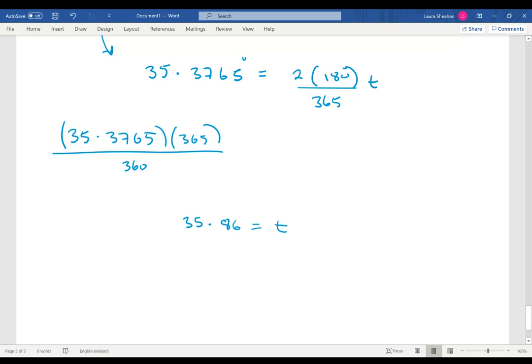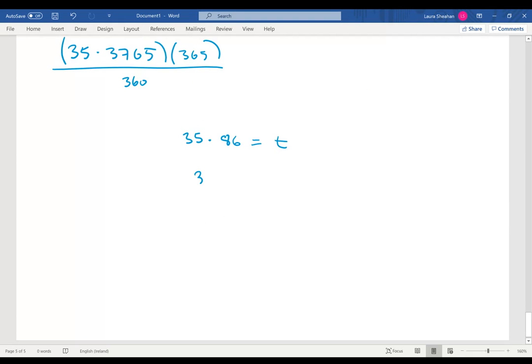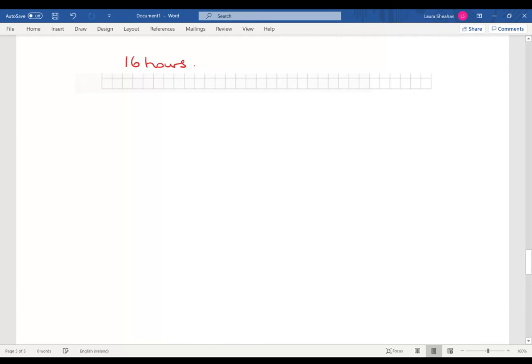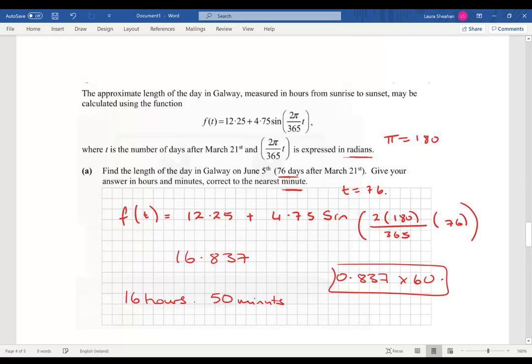Okay, so I can round. I just wanted to check, was I allowed to round this? I am allowed to round this up. So to the nearest day, 35.86 will round up to 36 is equal to t. So I'm looking for 36 days. The way the question is worded is 36 days after, sorry, t is the number of days after March 21st, apologies.